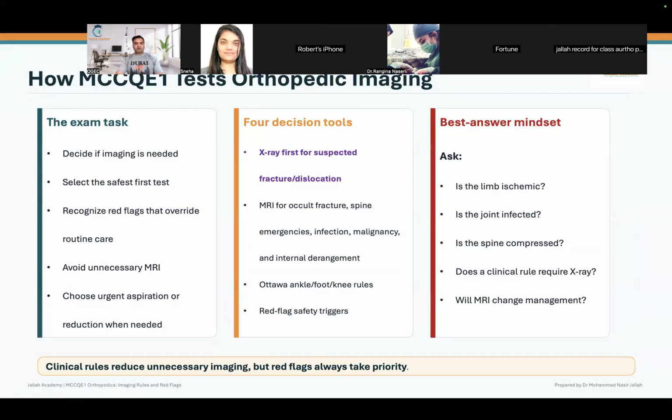Today, we are going to focus more on the MCQ1 aspect of the imaging, and we are not going to cover the NAC OSCE aspect of imaging for the orthopedics. Again, for the NAC OSCE, you might get a station where they say you have a patient, for example, a 40 or 45-year-old male who has back pain. Please take a history, do a physical examination, and answer the examiner's question.